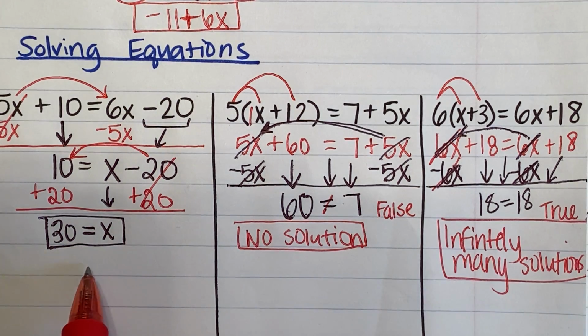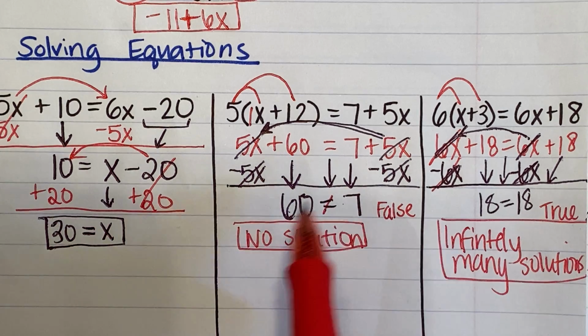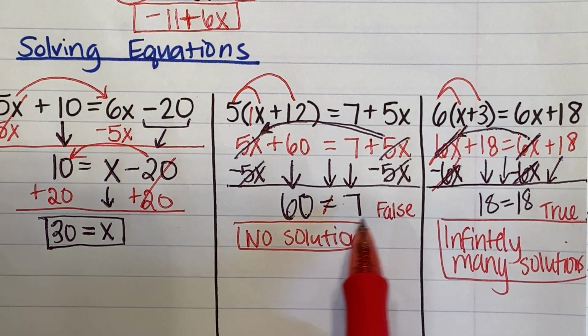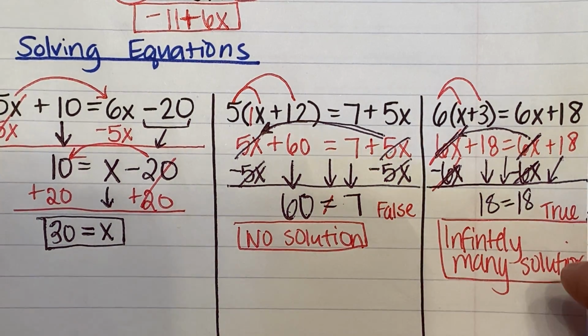So understand there's 3 types of equations you can see. Here we have one solution, no solution, or infinitely many. Notice the difference. Variables can cancel in both of them, but one, you get a false statement, no solution. The other, you get a true statement, infinitely many solutions. Okay, now we're going to look at solving inequalities.